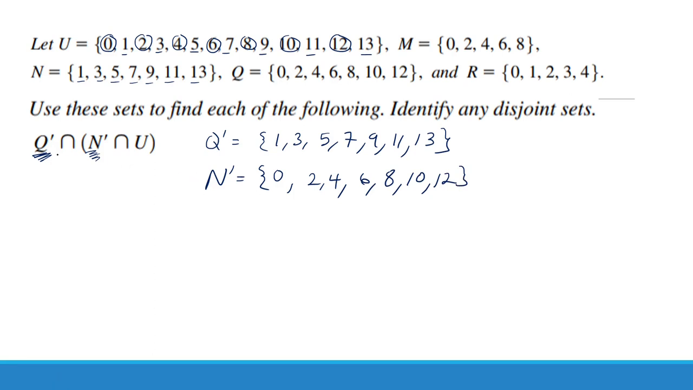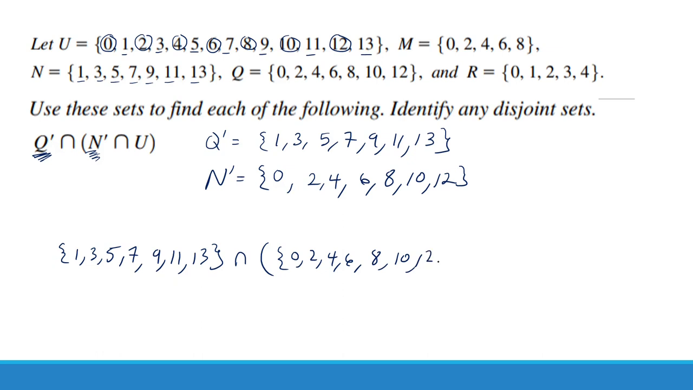Now I have everything that we need. Let's do the problem. Q complement is going to be the odds from 1 through 13. Q complement is the numbers 1, 3, 5, 7, 9, 11, 13. We're going to intersect that with N complement. That's the set 0, 2, 4, 6, 8, 10, 12. Intersect that again with the universe, which is 0, 1, 2, 3, 4, 5, 6, 7, 8, 9, 10, 11, 12, 13.